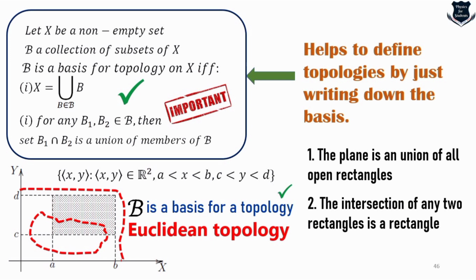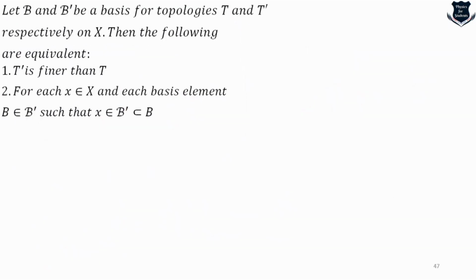Finally, we come to the last part of the video. So here is something, I won't call it a proposition, it's a lemma. If B and B prime are bases for topologies T and T prime, then the following are true: T prime is finer than T, and each x is a basis element. This I am going to show not through mathematics but through just simple figures.